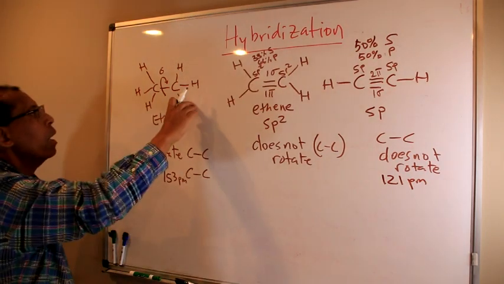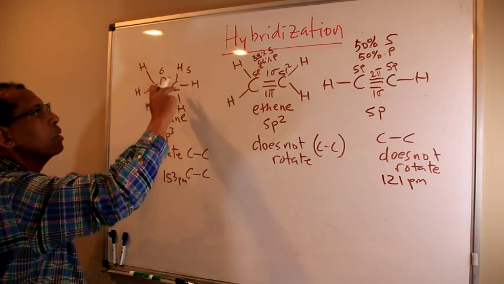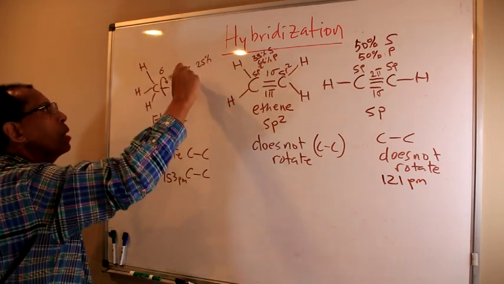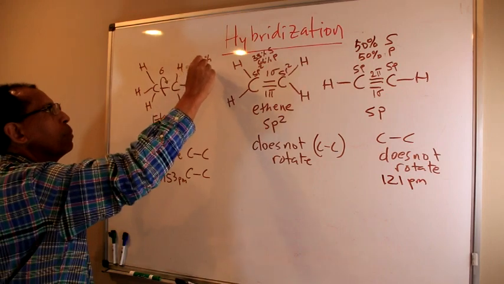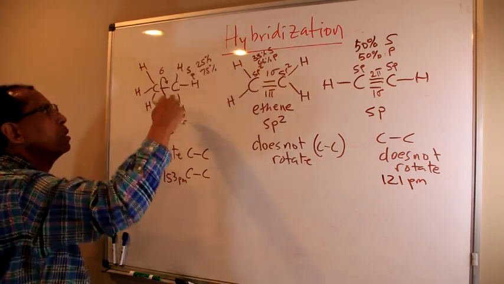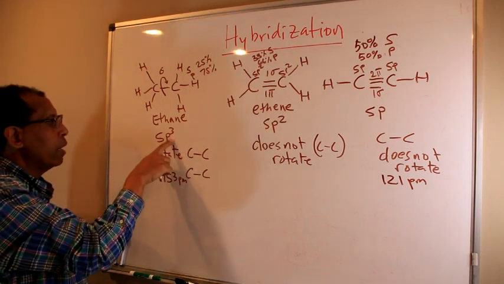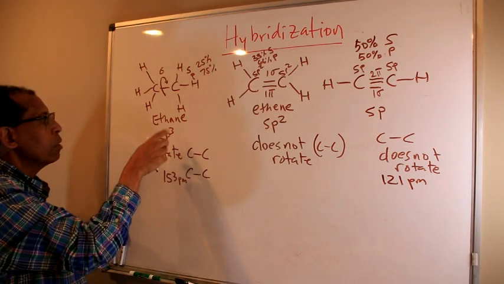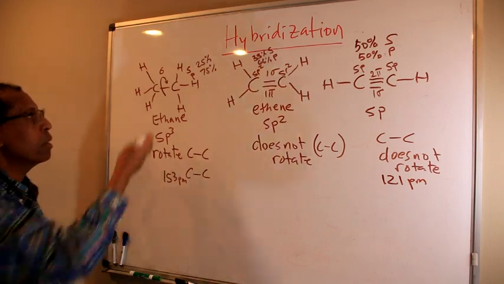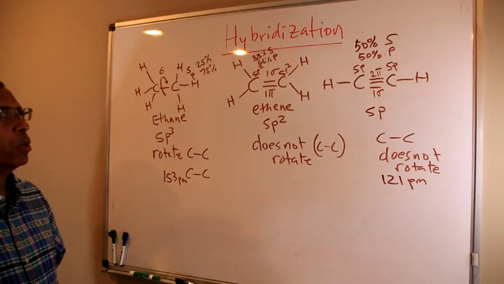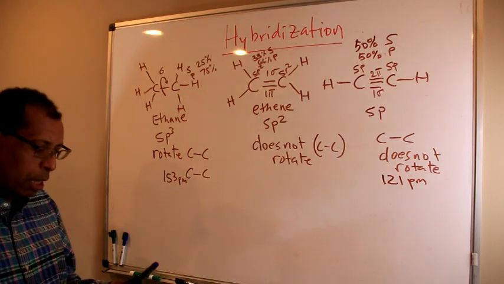But if you take sp3, the S character for this is 25% and P character is 75%. This is just a ratio, because if you take sp3 and add up all of them to 4, S is just one part of that, so it is 25%. So those are the different characters you need to remember.